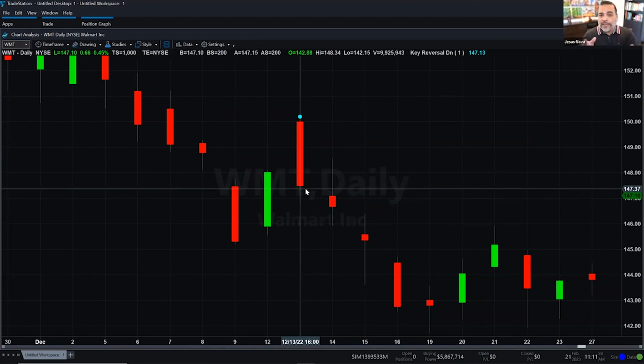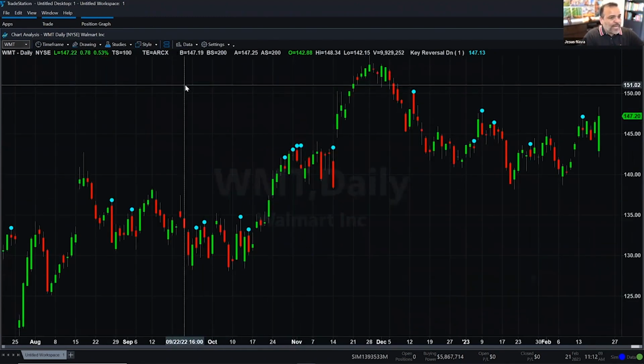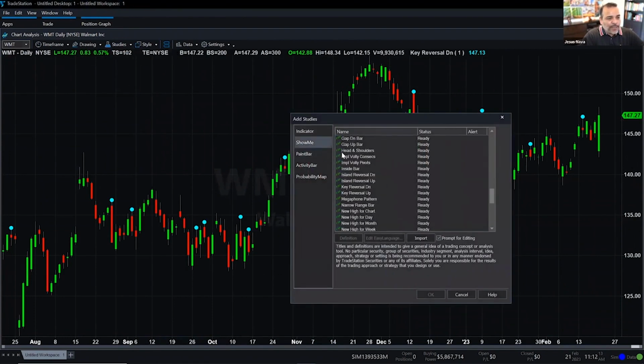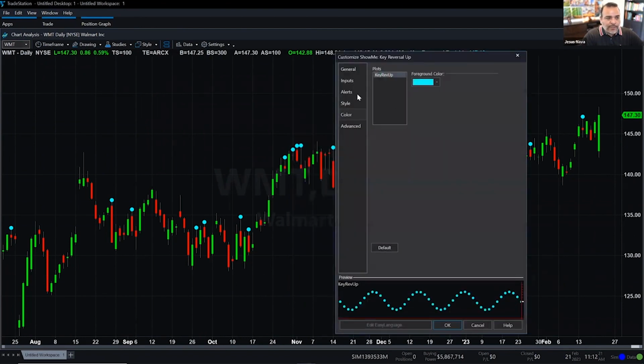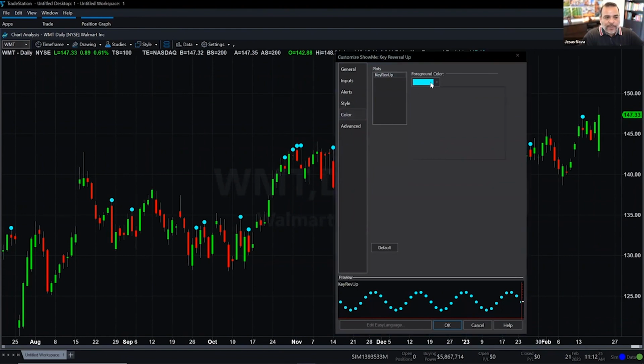In terms of a key reversal up, we're going to have a very similar description, but in the opposite way. So let's go ahead and put those in. I'm going to zoom out, and let's add the other one. I'm going to go to Studies, Add Studies, Show Me. Key reversal up is the one we're going to look at now. I have the little box here for editing because I want to make sure that the style is a little bit thicker, and the color, I'm going to make it yellow.